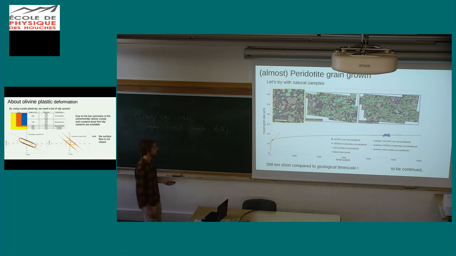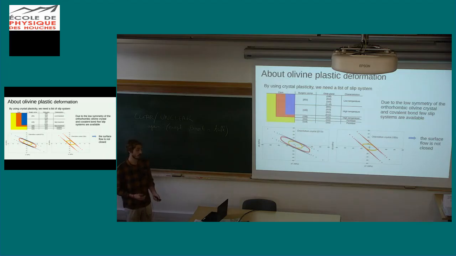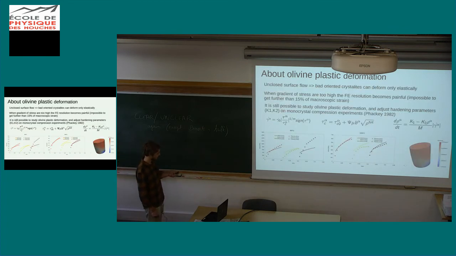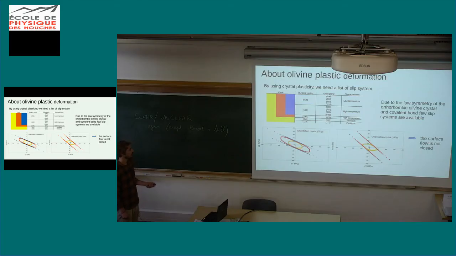Now I will talk to you a little about plastic deformation, because my goal is also to model olivine dynamic recrystallization, and so I have to model plastic deformation of olivine. For this, I use crystal plasticity. The first thing we have to define is a list of slip systems. But here there is a problem, because if we only account for the slip systems, we observe that within olivine the flow surface is not closed.